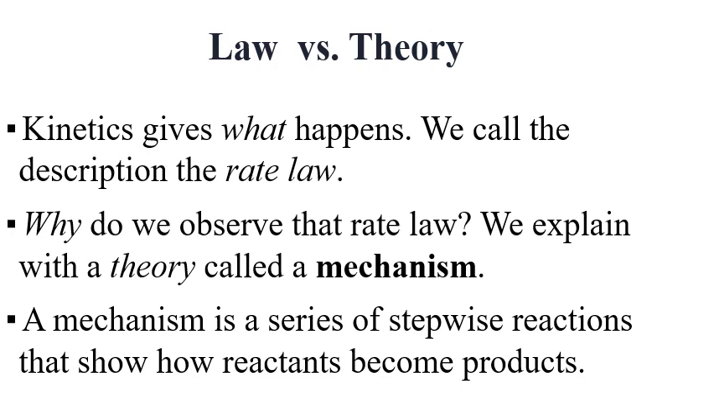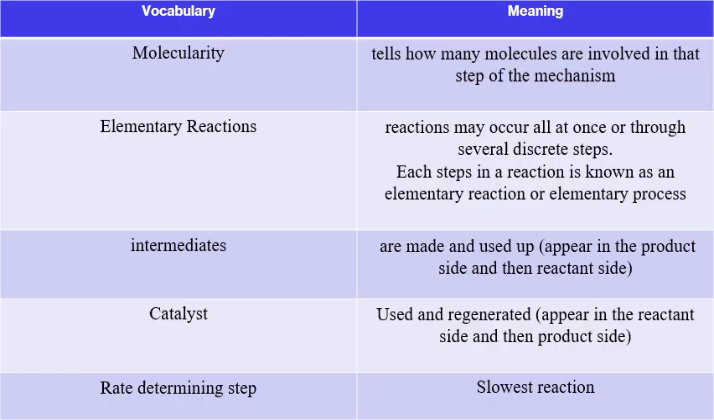So what is a mechanism? It's a series of steps, a series of reactions happening. Kinetics tells us what happens, whereas the mechanism will tell us why it happens. Let's see the main points in the reaction mechanism. We will be using this vocabulary while explaining the mechanism.